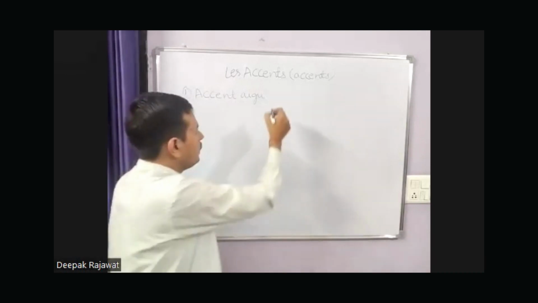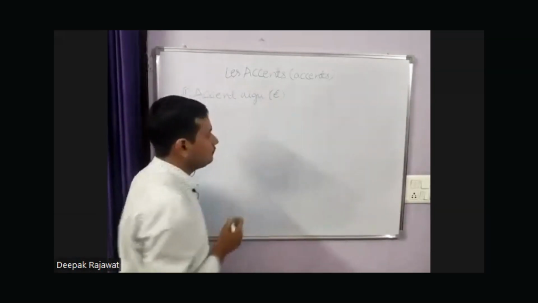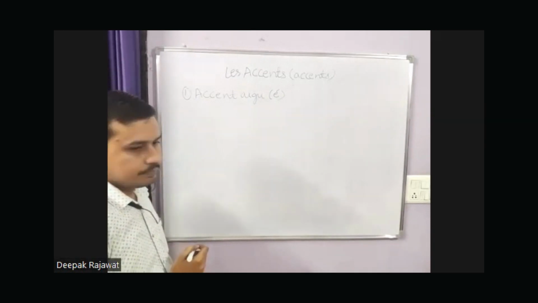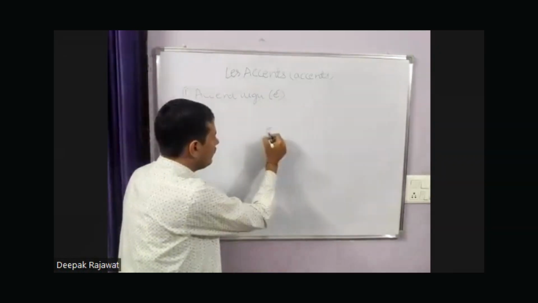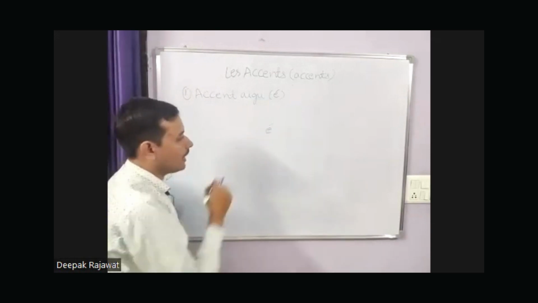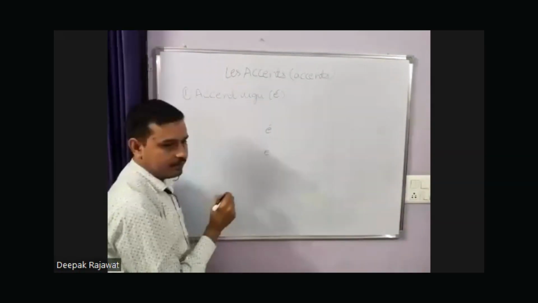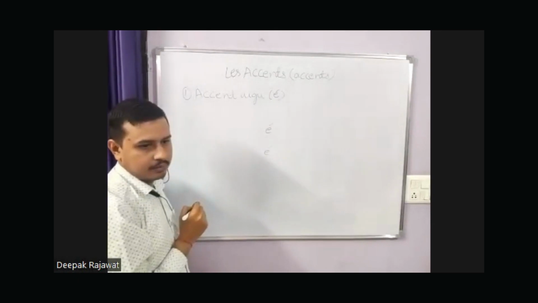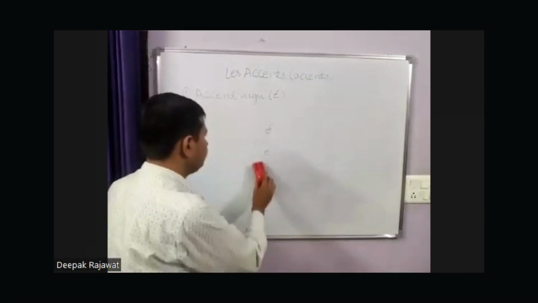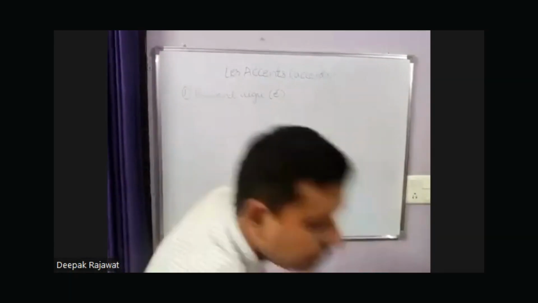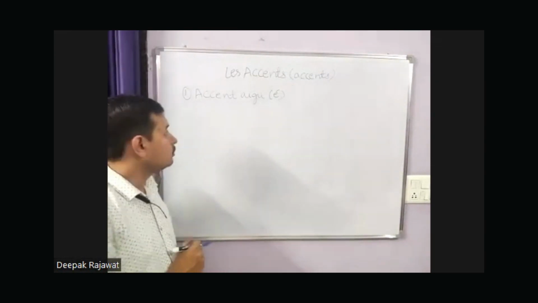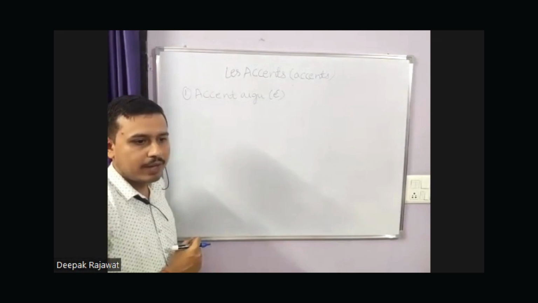So this we place on letter E. We are going to write E, then towards the right. It should incline towards the right. Letter E, then accent. So accent aigu, this we place on letter E. Now we are going to see some examples of accent aigu.